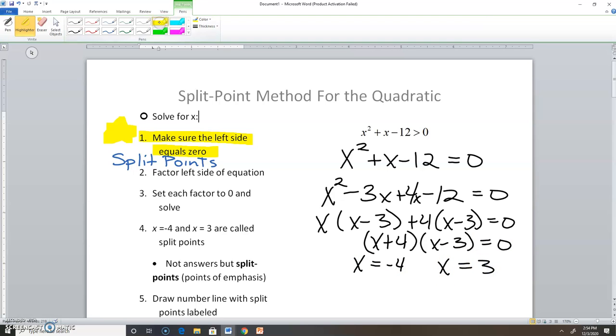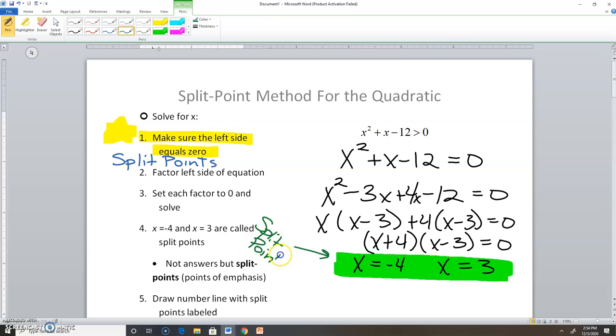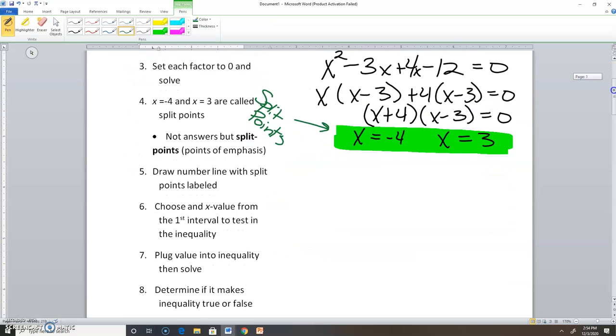These are not my answers. This stuff right here is not my answer. Those are your split points. Those two values right there are your split points. So on your graph, those two values would be your x-intercepts. Okay? So we've identified that's where it crosses the x-axis.